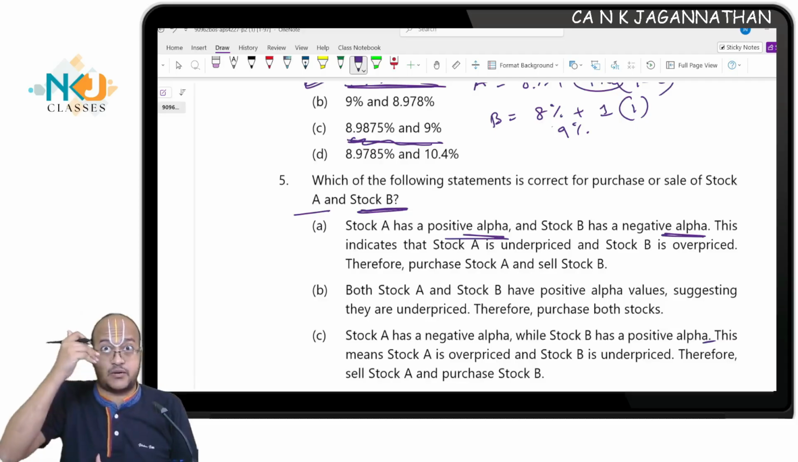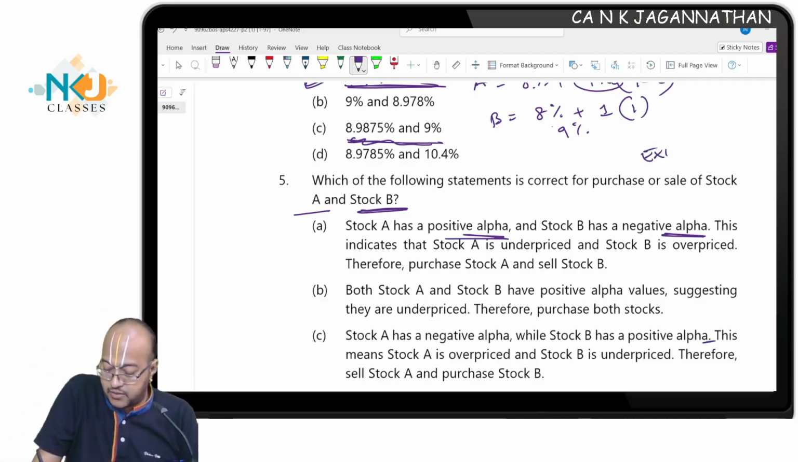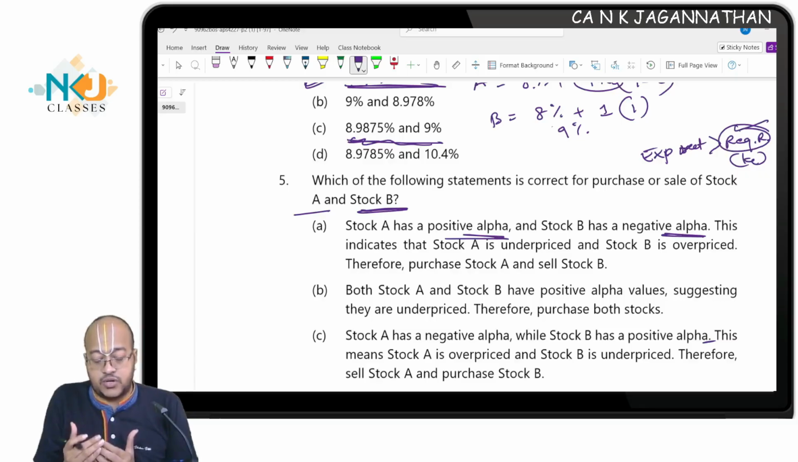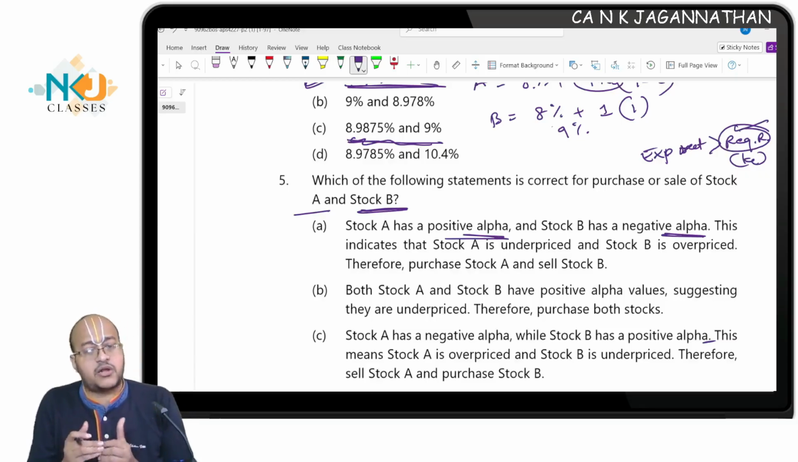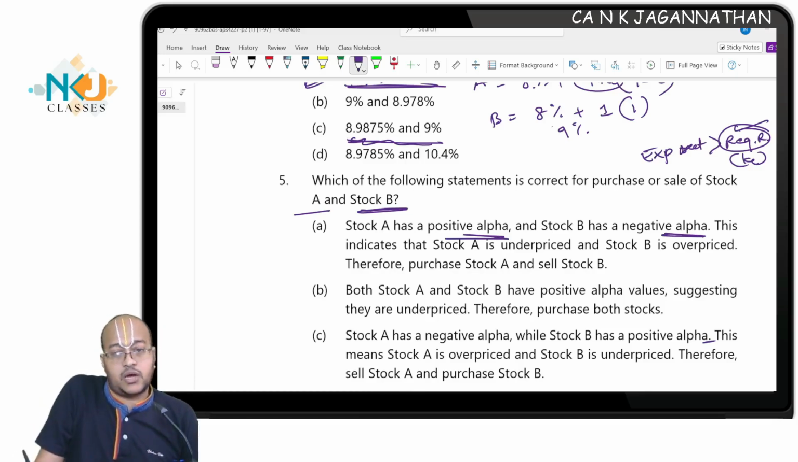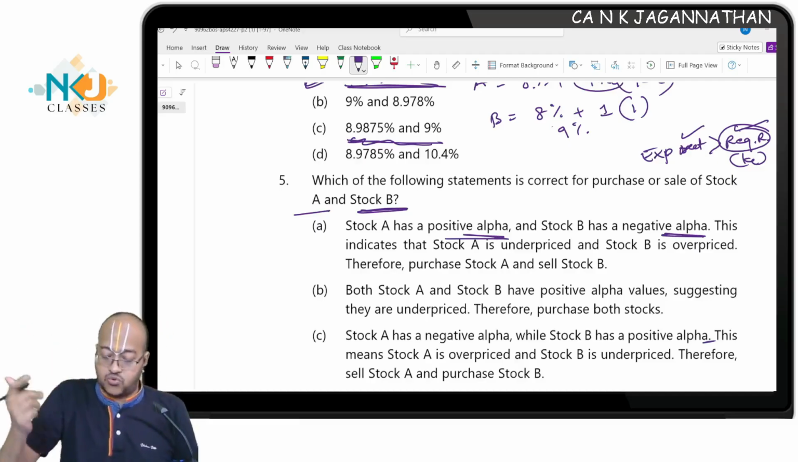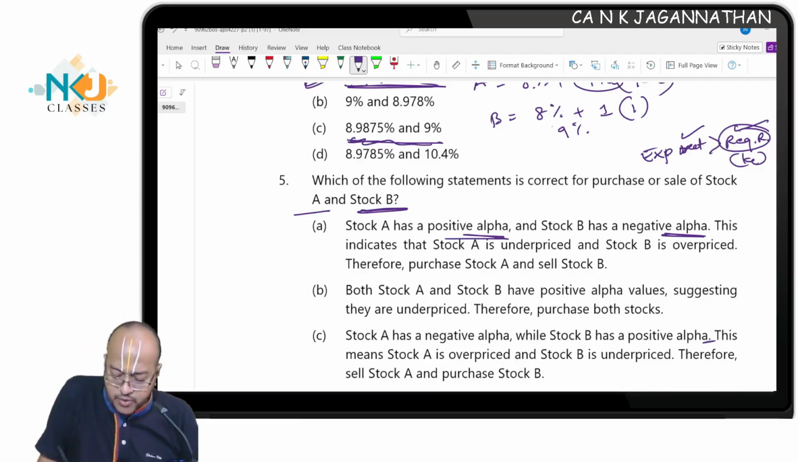I told you, when expected return is more than required return, or KE, which means required rate of return, the security is giving you more than what you require. So is it undervalued or overvalued? Undervalued, because expected return is more than required. If the required rate of return is more than the expected return, which means you require more than what the security is giving, then the security is overvalued. Are you understanding this? I explained this in portfolio management.